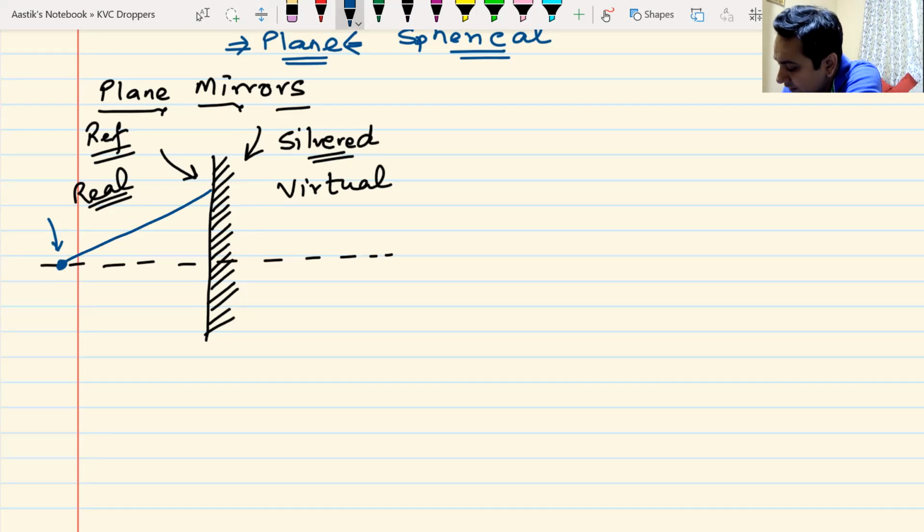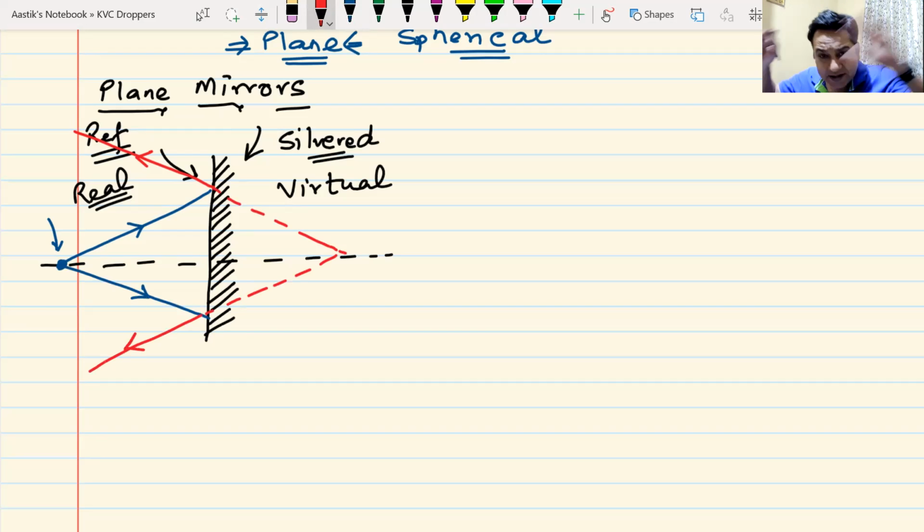Then there are incident rays like this. The ray is incident, then the ray will be reflected like this. I am showing it by the red line. The red line is the reflected ray. Do we understand this? This red line can be extended like this. Then again, I take one more ray. This ray strikes the mirror here, and it will be reflected like this. Do we all understand this?